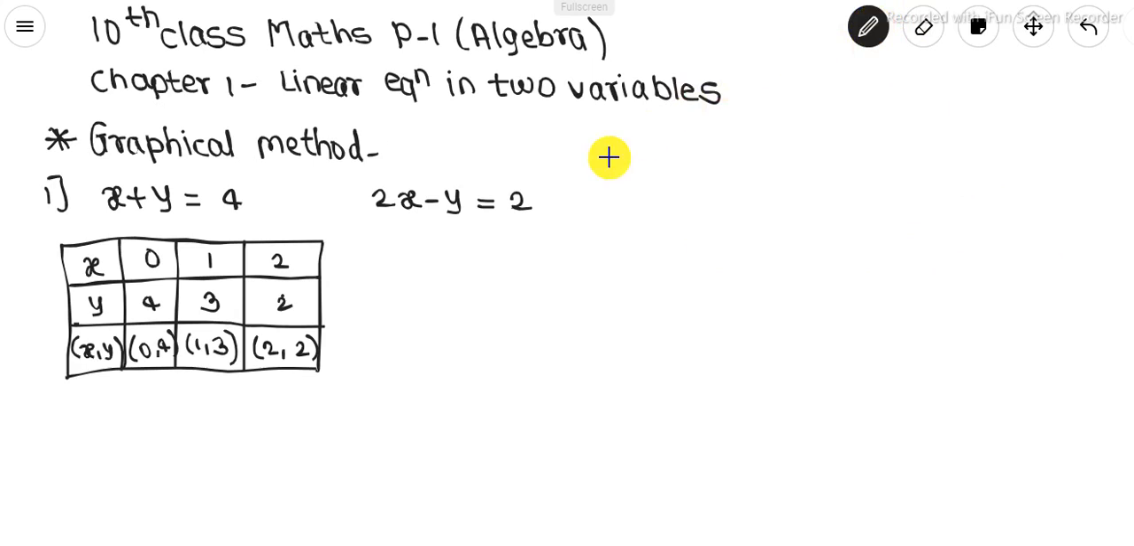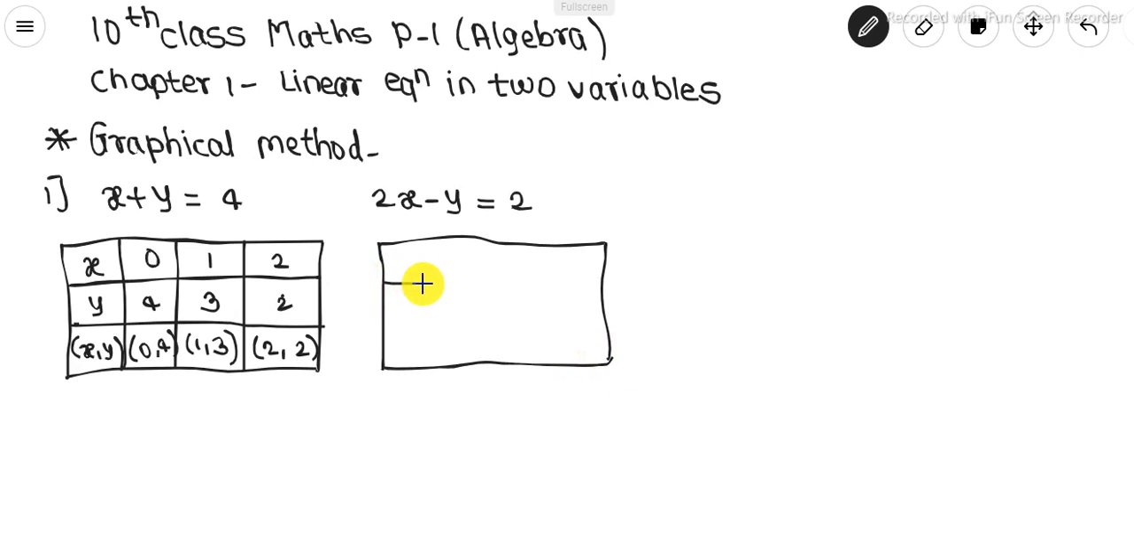Now we have to find out the column for the second linear equation. Here also we find out three coordinates for drawing the graph. You draw the column by using a scale. I draw by hand, so it will become curved lines. Now this is the column for the second linear equation.